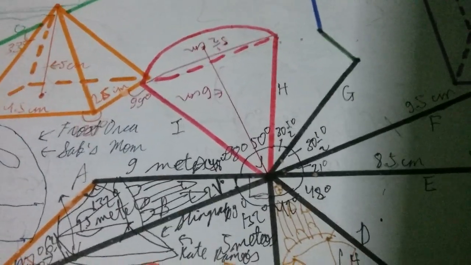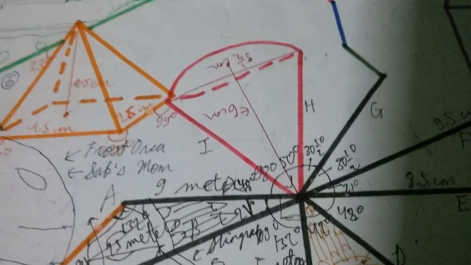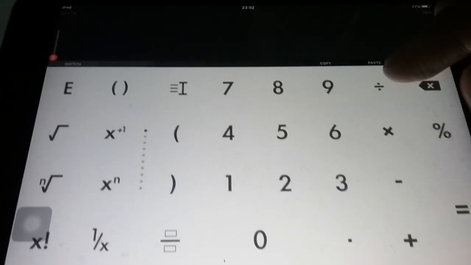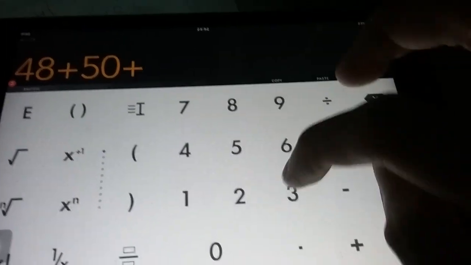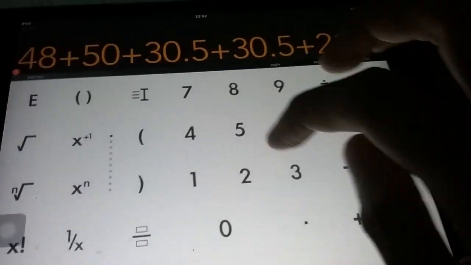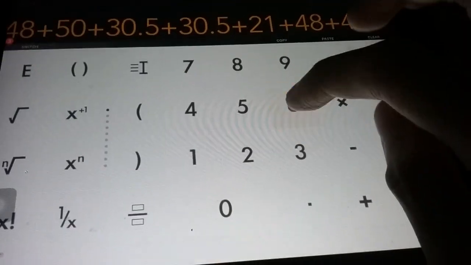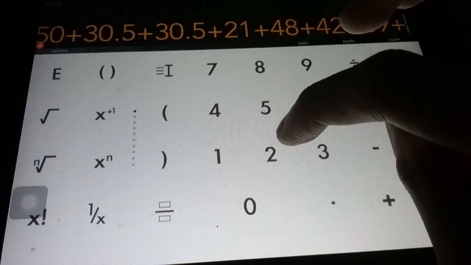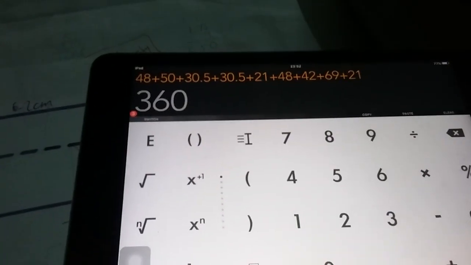Now, let's add up everything that we have to ensure that we got the correct answer of 360 degrees. Here we go. What do we have? Remember, we have 48 degrees. 48 plus 50 plus 30.5 plus 30.5, that's the same as 30 and a half, plus 21 plus 48 plus 42 plus 69 plus 21. Correct. The summation makes 360.